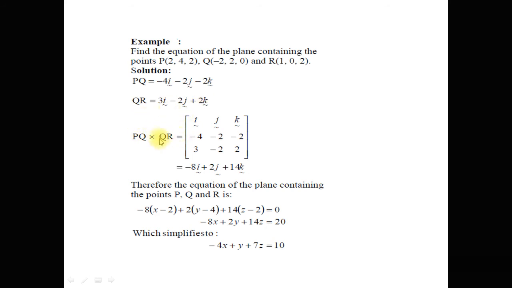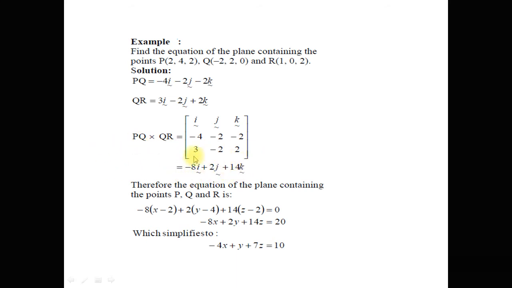And now the cross product of these two vectors by using a simple determinant. First row contains i, j, k, second row contains the components of the first vector, minus 4, minus 2, minus 2, and third row contains the components of the other vector, 3, minus 2, plus 2. Now by expanding this determinant by any row or by any column, we obtain minus 8i plus 2j plus 14k.